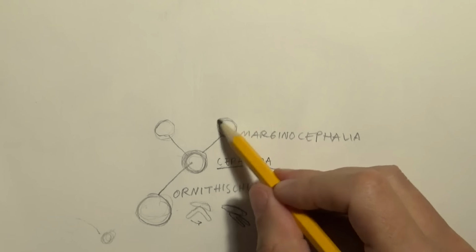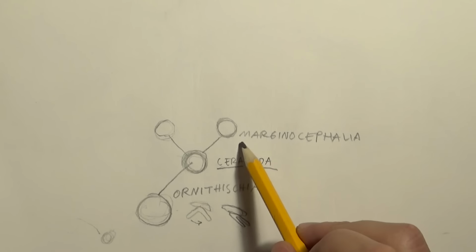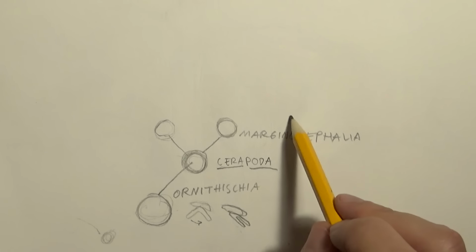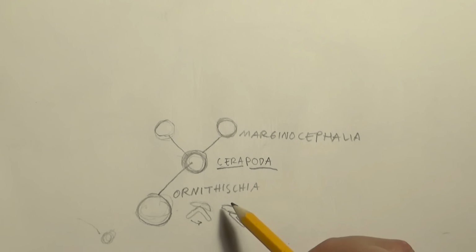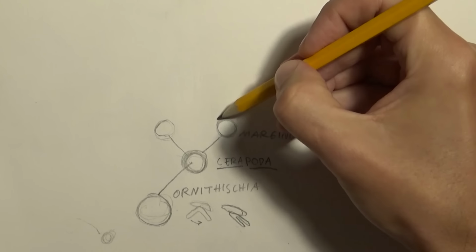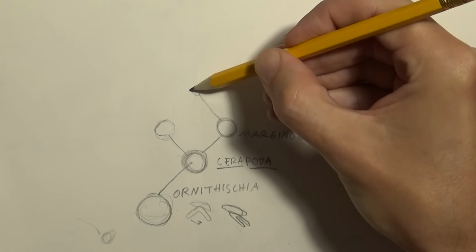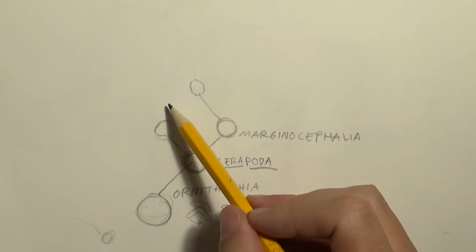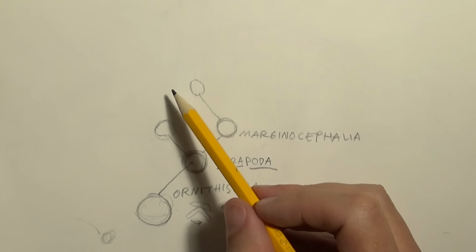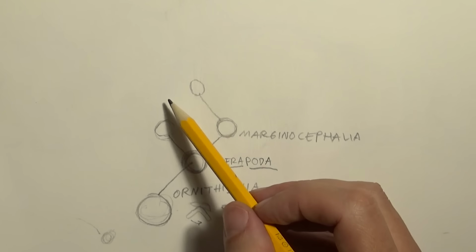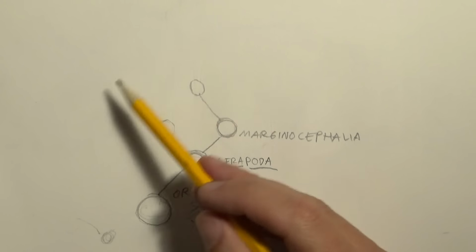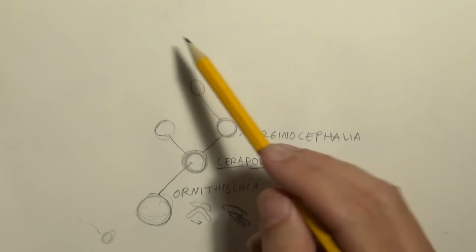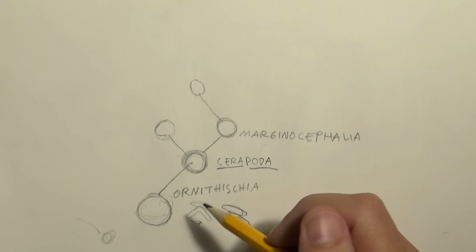The Marginocephalians had this very characteristic frame at the top of the skull. So from here, the Pachycephalosauria branched off. They developed a totally different type of frill, but it's still seen on the back of their skull. And then they also developed this characteristic dome on the top of the head.